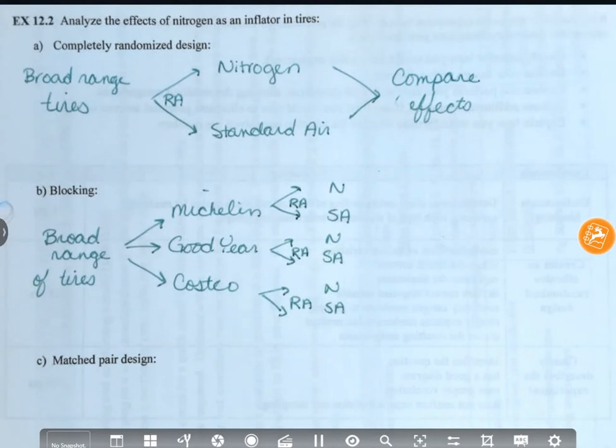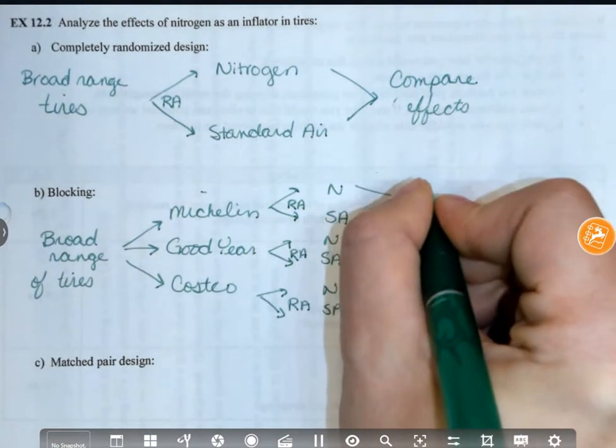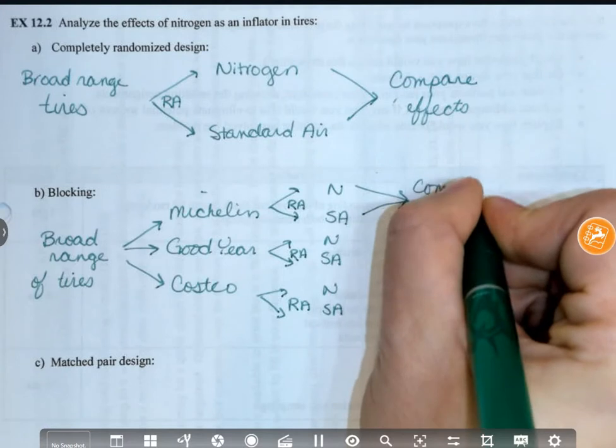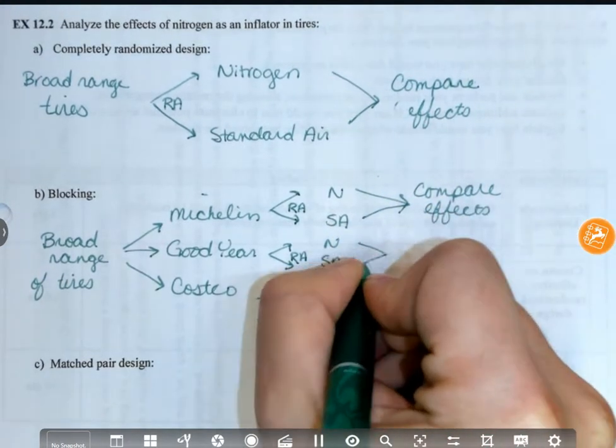Now, here's the thing with blocking. Once you block, you can never go back. So that means I am only going to compare results or compare effects. Look, I spelled it right. Within each block.